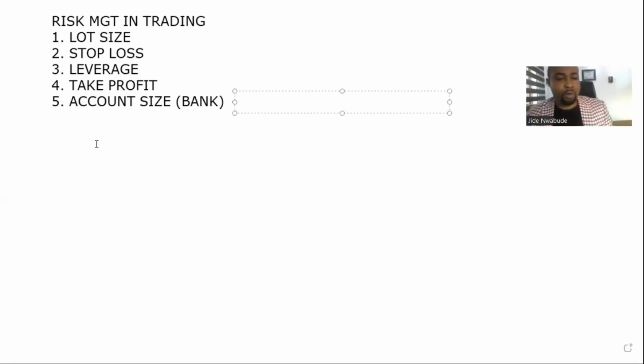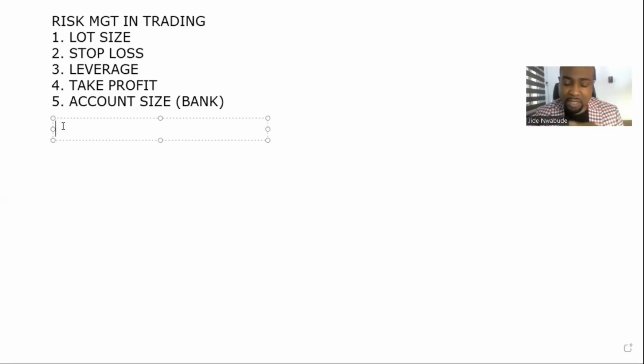So I'm going to start with the first one, lot size. The standard lot size is recommended for a 100K trading account. 100K, I mean by $100,000 account. What is recommended here is one standard lot size. That's what is recommended.